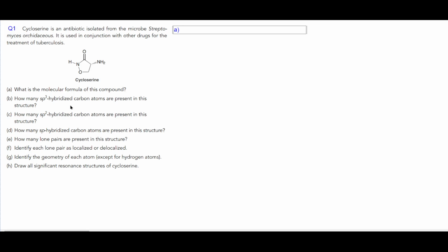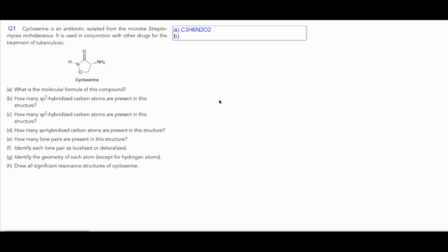Okay, so to find the molecular formula, let's count the number of carbons here. One, two, three. There are three carbons, so C3. Then comes hydrogens. We have one hydrogen here, two hydrogens here, so total three, four, five, and six. Total six hydrogens. Nitrogens, if you see, one, two. There are two nitrogens. Then comes two oxygens as well, O2. And this would be the molecular formula of that particular compound.